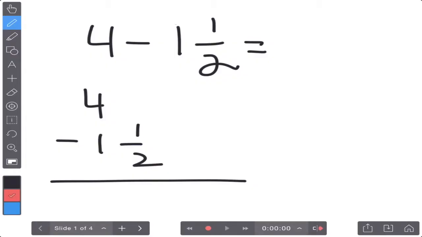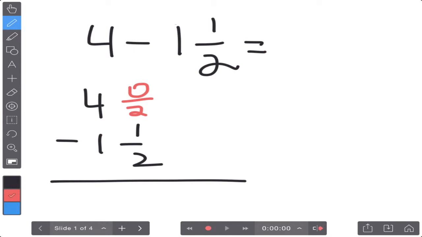Okay, boys and girls, we're going to review how to subtract fractions with regrouping. So the first one, we have 4 minus 1.5. So what I did was I wrote it vertically. If you look at the 4 here, there isn't any fraction, but really there is. It's 0 over 2. You just don't see it.